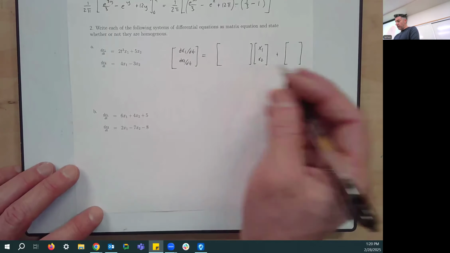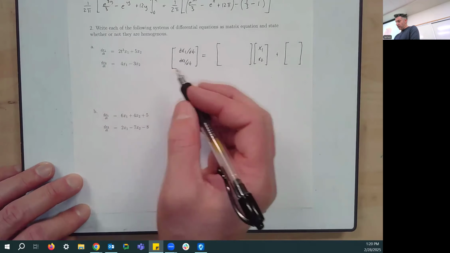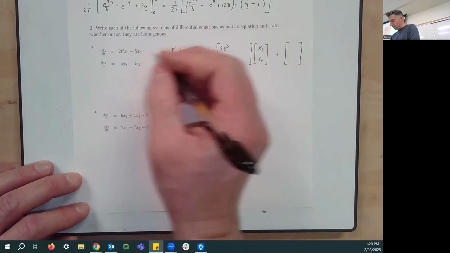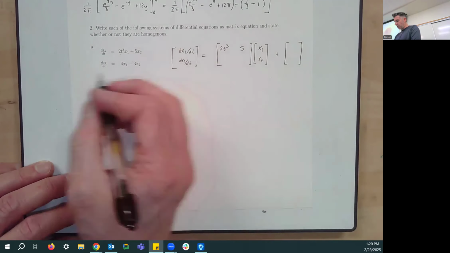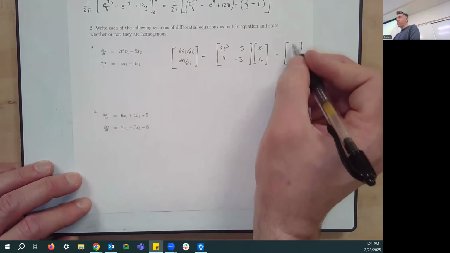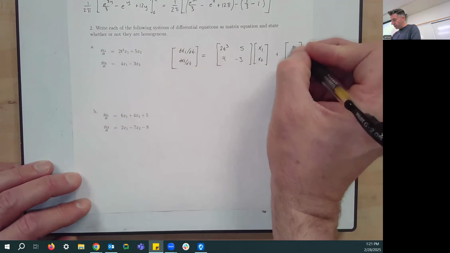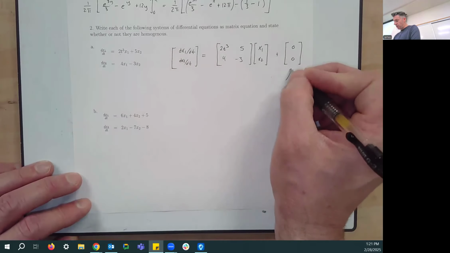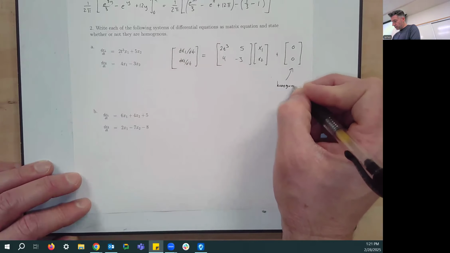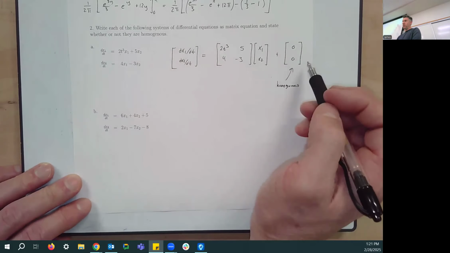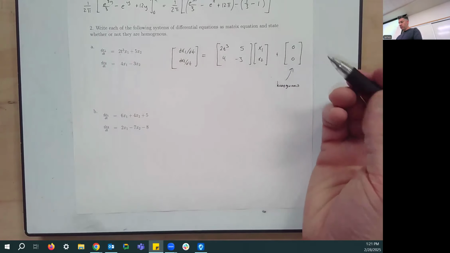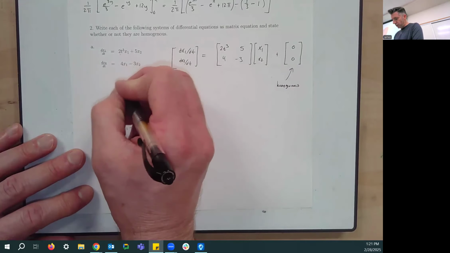So in this case, if we write this over here, we're going to get, let's see, I have 2t cubed multiplied by x1. I have 5 multiplied by x2. And then in the second row, I have 4 times x1 and negative 3 times x2. There's nothing over here, or if you want, you can say you're adding on the vector 0, 0. Since that's 0, 0, that means it's going to be homogeneous. I wouldn't really write that normally, but I just wanted to point out that if you're adding on the 0 vector, it's a homogeneous system of differential equations. So this system is homogeneous.